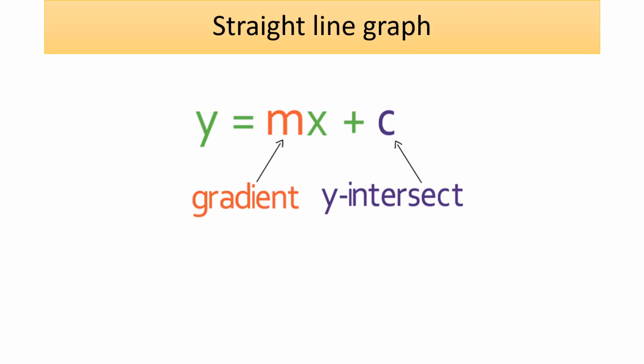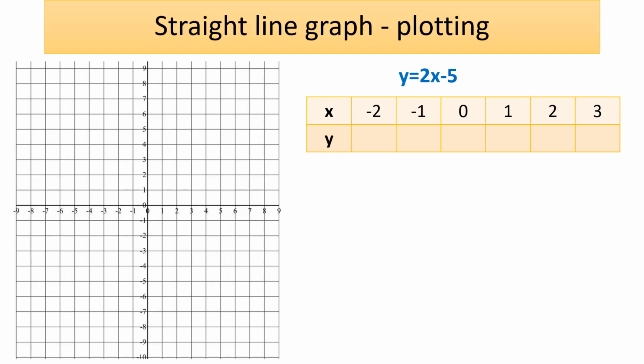In this video, we're going to look at straight line graphs. You need to know that the equation of a straight line graph comes normally in this form: y equals mx plus c, where m is the gradient of the line, so it represents the steepness, and c is the y-intercept, so this is where the line crosses the y-axis. Let's have a look at some examples.